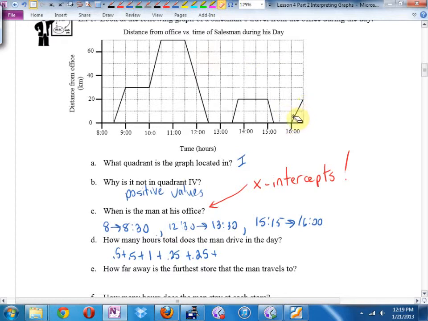How long here? That's probably his commute home. That's a guess, but since the graph ends there, I might think that's him heading home. I don't know. Okay. I think I can do this without a calculator. What's 0.5 plus 0.5? Plus 1? Plus 0.25? 2.25? Plus 0.25? 2.5? Plus 0.5? Is it 3? He's on the road for 3 hours.